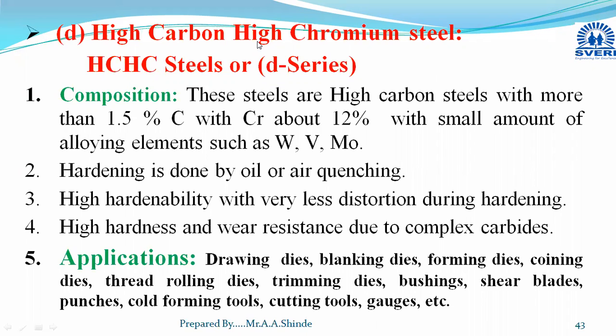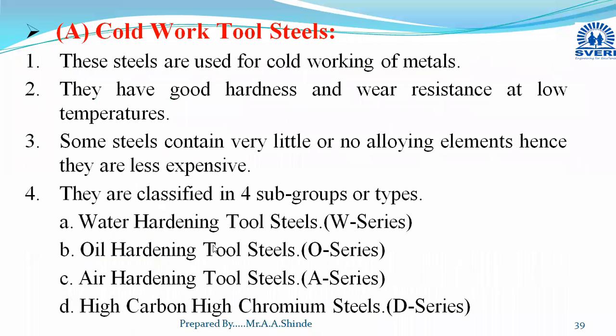Okay, so there is some more information. The last three types from this cold worked tool steel, I will highlight that in the slide. These last three types, oil hardening tool steel, air hardening tool steel, and high carbon high chromium steels, all these three tool steels show very less distortion during their hardening. Very less distortion will be there.